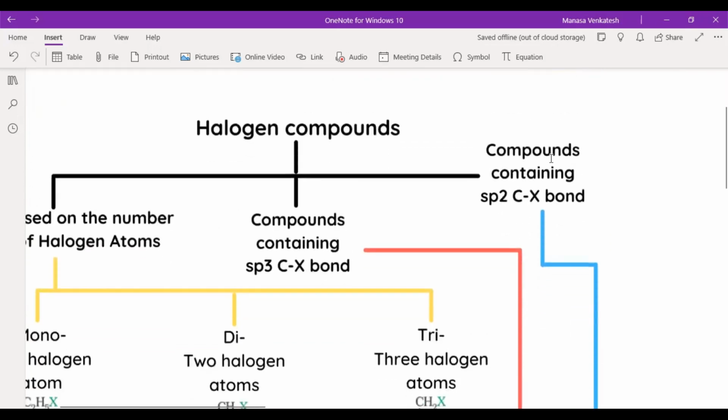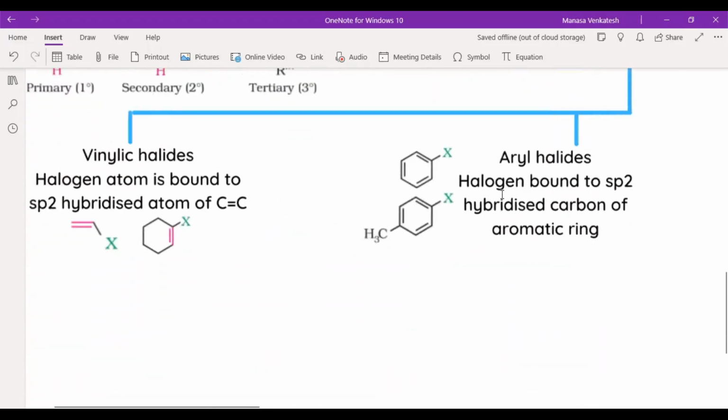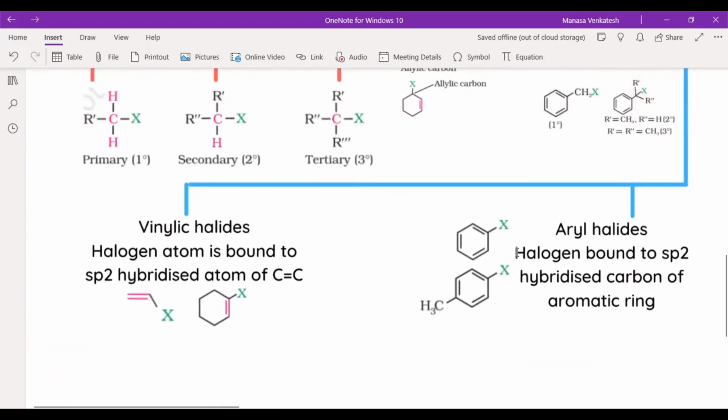Next, compounds can also be classified based on the fact that they have an sp2 C-X bond, which means this carbon atom already has a double bond. We have two main classifications: vinylic and aryl. Vinylic is when the halogen is bound to a carbon atom which is sp2 hybridized. Over here, as you can see, this carbon atom is sp2 hybridized, and it is also bound to a halogen. Whereas in case of aryl halides, you have a benzene ring, that's why the name aryl, with the halogen atom bound to the benzene ring. So it's an sp2 hybridized carbon atom of the aromatic ring. I'd rather say aromatic ring because any aromatic ring is considered.